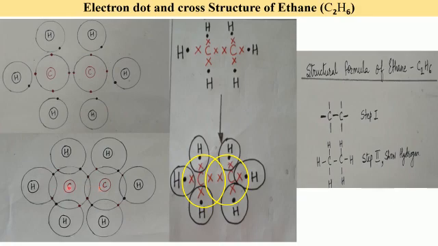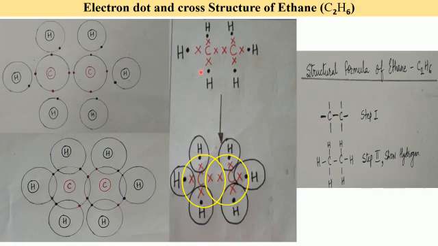Let us count the number of electrons for this carbon. So this is the orbit here. 1, 2, 3, 4, 5, 6, 7 and 8. This carbon also has 8 electrons. 1, 2, 3, 4, 5, 6, 7 and 8. So 3 pairs of electrons we can see that this carbon has formed with or shared with the 3 hydrogen, and the 1 more pair is present between the 2 carbon atoms.